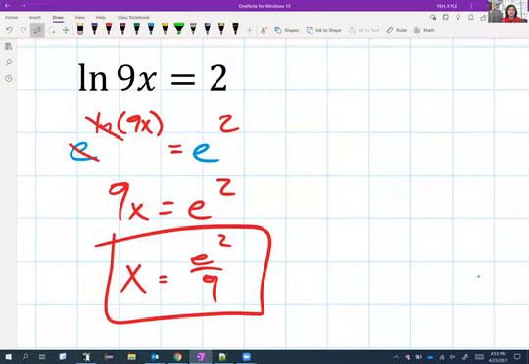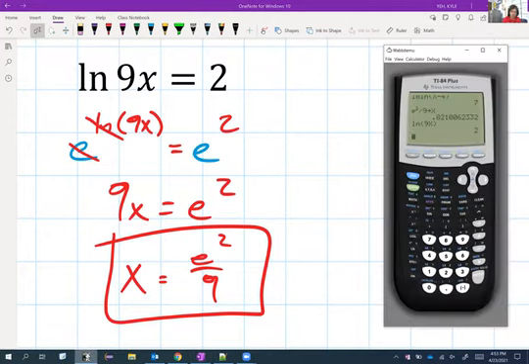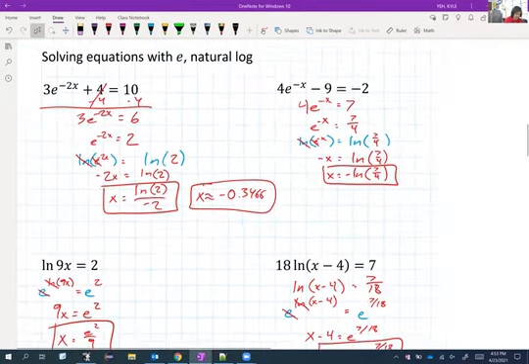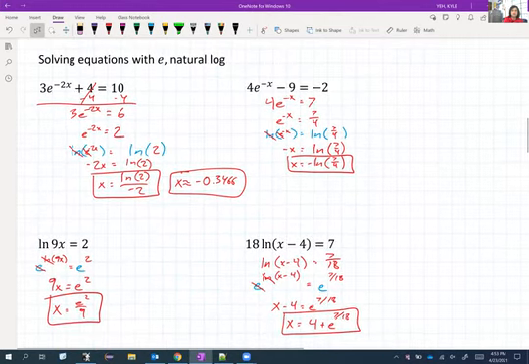And on this problem, I ended up with x equaling e squared over 9. Remember, e is just a number, so e squared, we could type that into a calculator. I did to check my answer. e squared divided by 9 was 0.8210, and when I plugged that back into my original, I did indeed get 2. So using e's and ln's to kind of counteract each other, e's and natural logs.